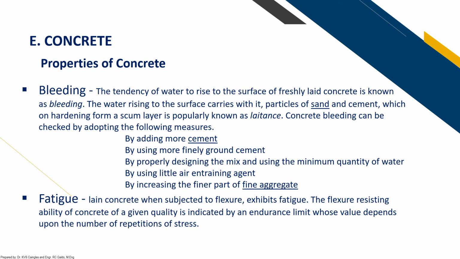So basically, bleeding is when the concrete mixture seems to come out in the formworks, or on the top part of the freshly poured concrete. The cause of bleeding is the laitances. It is not caused by the construction methodology, but the concrete itself comes out. That is what we call bleeding.